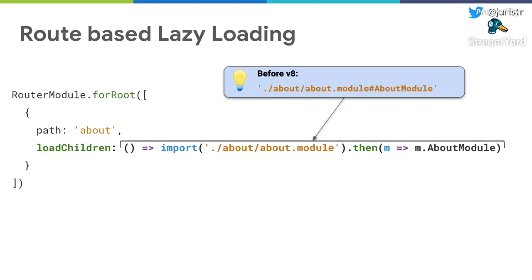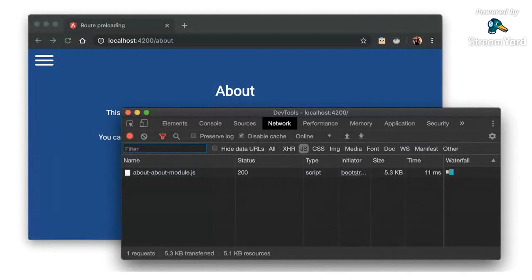This is a dynamic import, which is now supported directly in version 8. Webpack understands this. Before, we had that magic string, which you see above. With that, Webpack already knows that it has to include the about module in a separate JavaScript file. And then on the fly, when we navigate to that about route, Angular will call that file, download it, instantiate it, and then show it to the user.